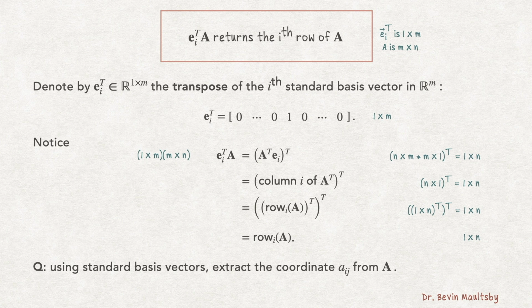We need to put everything together. So if we want the ith row and the jth column, then we want to extract the ith row, and then from that, the jth column. So overall, we can say that the entry A sub ij is this triple product. Matrix multiplication is associative, so I haven't put any parentheses here. This matrix triple product is 1 by m times m by n times n by 1, giving us overall a 1 by 1 result, which is the scalar entry sitting in the ijth position from the matrix A.